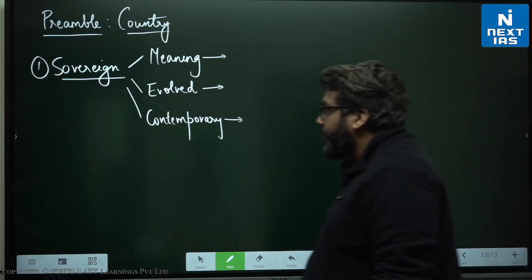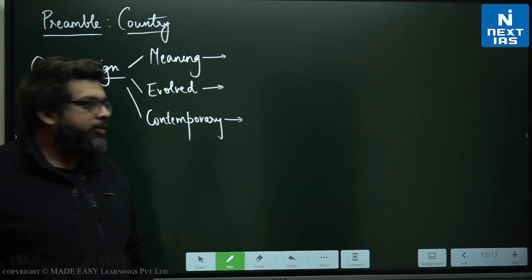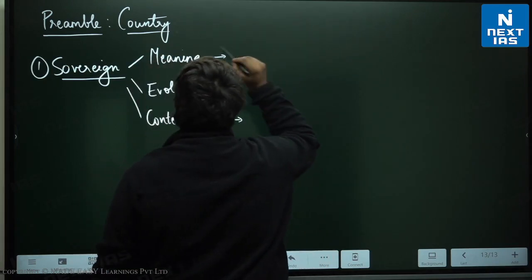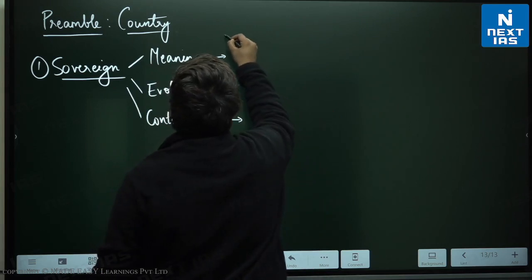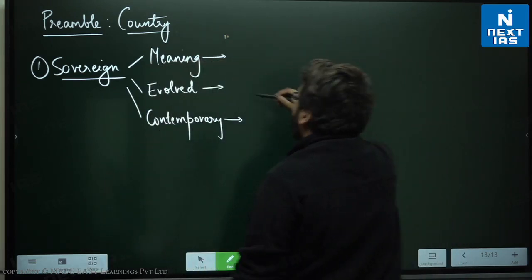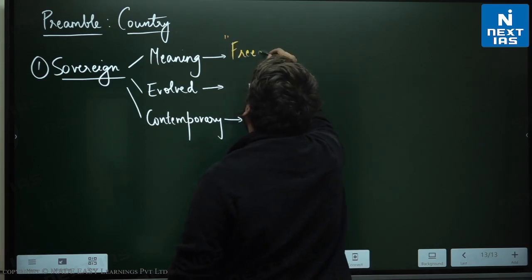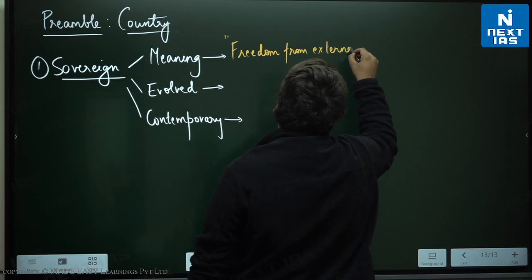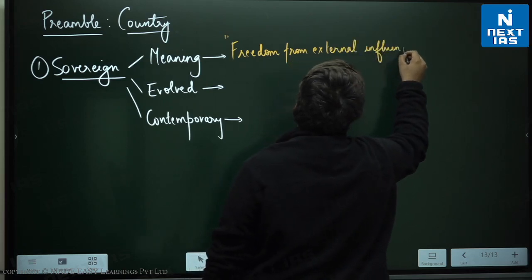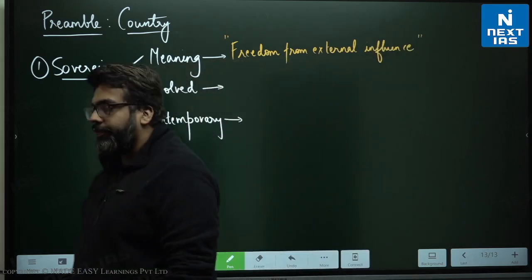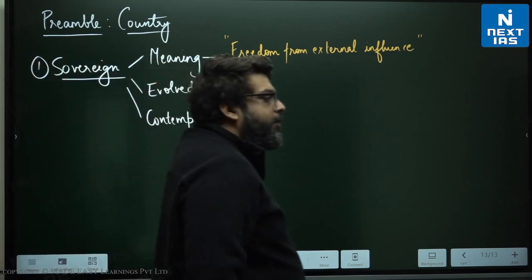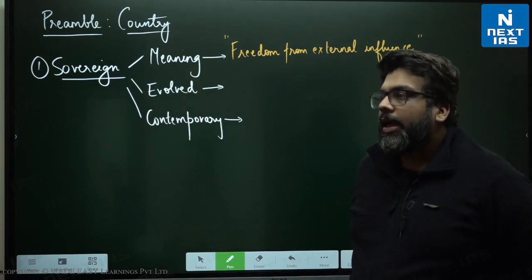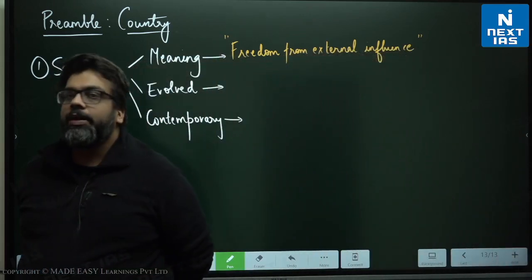Alright, so let's understand the meaning of sovereignty. Now, if in the prelims by mistake the UPSC asks you, you have to look for an option which is closest to this word, which is freedom from external influence. The meaning of sovereignty is freedom from external influence. Basically, it means independence: nobody can tell us what we should or should not do.